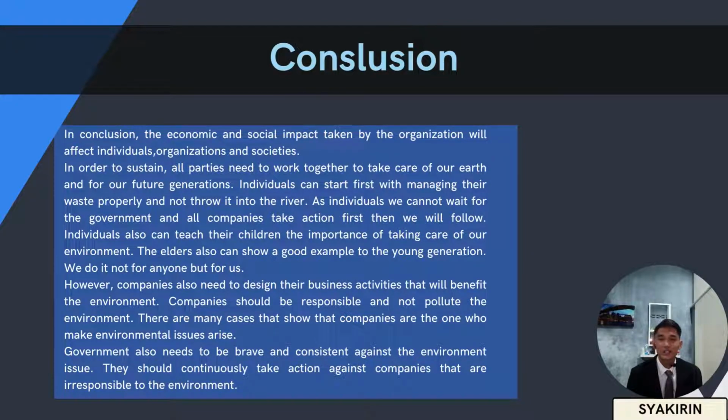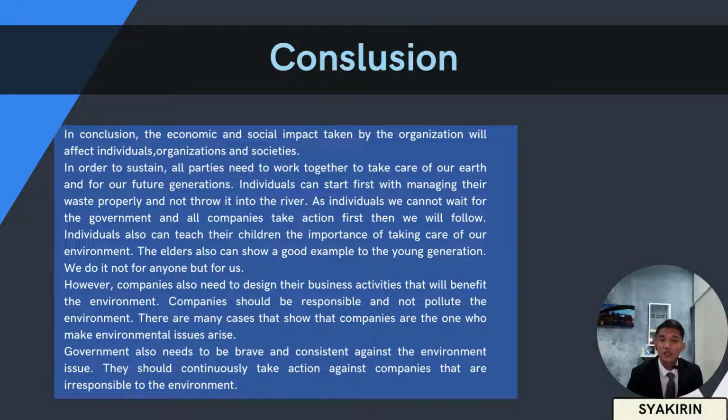In order to sustain, all parties need to work together to take care of our Earth and for our future generations. Individuals can start first with managing their waste properly and not throwing it into the river. As individuals, we cannot wait for the government and all companies to take action first, then we will follow. Individuals also can teach their children the importance of taking care of our environment. The elders also can show a good example to the young generation. We do it not for anyone, but for ourselves.